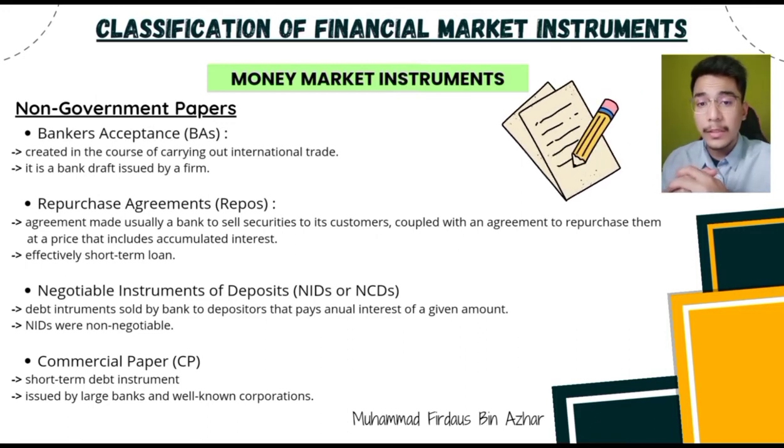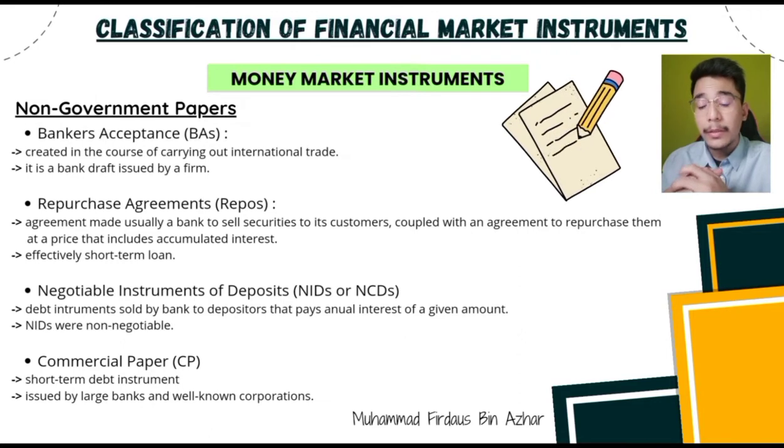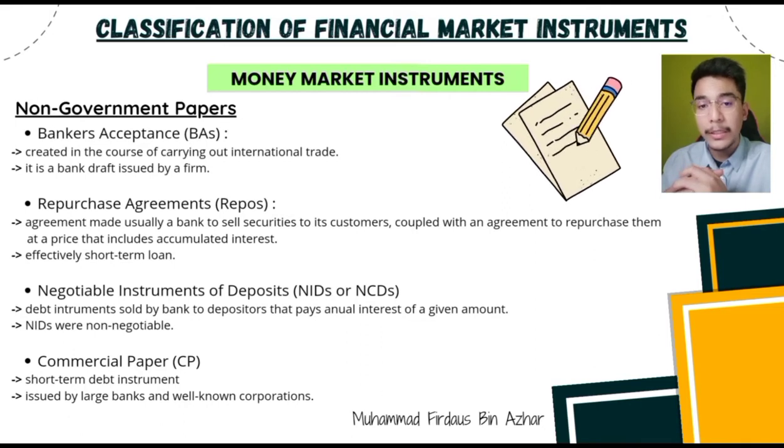The last one is the commercial paper, known as CP. Commercial paper is a short-term debt instrument. It is issued by a large bank and well-known corporation.